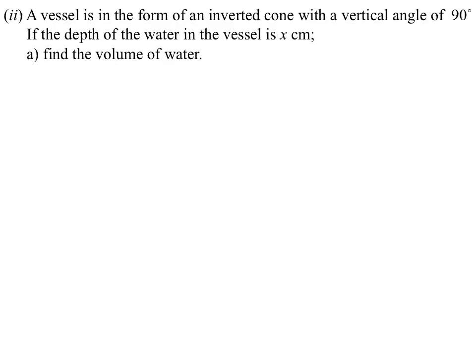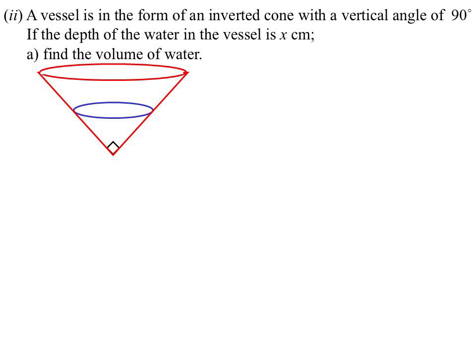A vessel in the form of an inverted cone, vertical angle of 90 degrees, and let the depth of that be x. We want to find the volume of water. So again, draw myself a diagram. Inverted cone, there's my water level there. We're saying the depth of that water is x. We want to come up with a volume for the water. I could create a right angle triangle there. They told me this vertex angle is 90 degrees. Therefore, I'm looking at my isosceles triangle, 45 degrees. So that therefore means the other edge must be x as well.